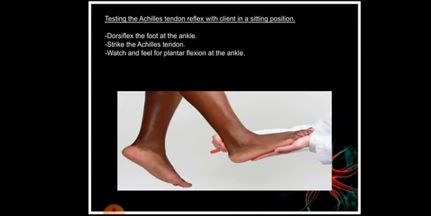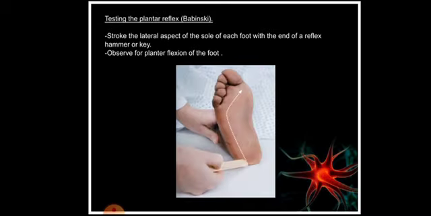Then testing the Achilles tendon reflex with the client in sitting position. Dorsiflex the foot at the ankle and strike the Achilles tendon, and watch and feel for plantar flexion at the ankle. And next, the plantar reflex checking. See the diagram for where that starts. Okay, from the heel to the toes, that you have to follow.